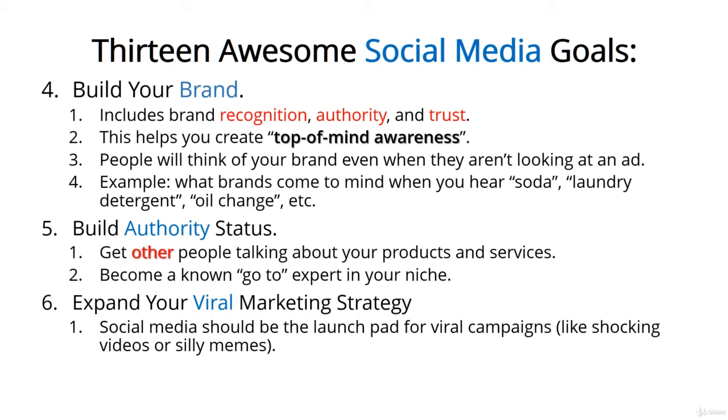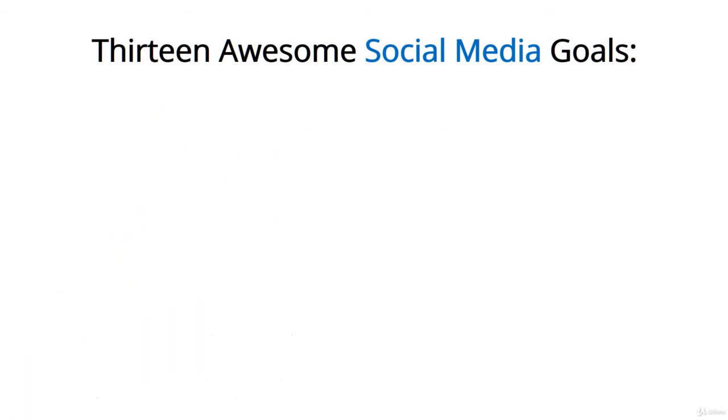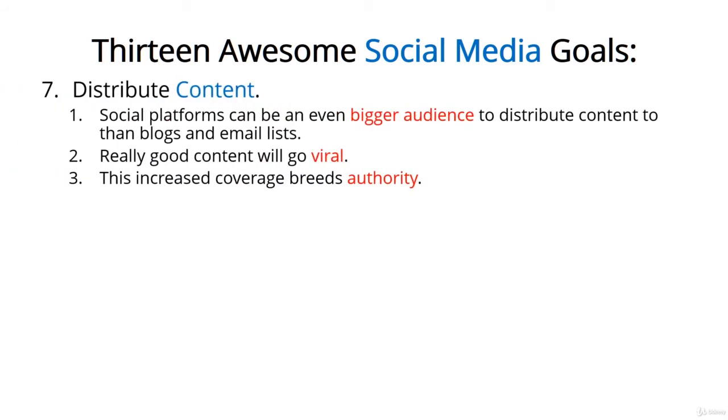Number 7, distribute content. Social media platforms are good places to distribute your content. Think of it as one more channel in which to reach your audience. For example, you probably already send out a newsletter that includes how-to information, announcements, industry news, promos, and more. You likely post something similar to your blog. You can reach an even bigger audience by distributing this content on your social media platforms as well.